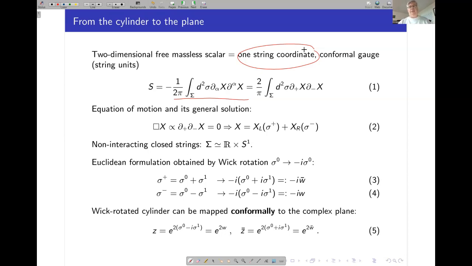Since light-cone gauge is extremely convenient, I've also for reference written down how this action, which is a Polyakov action evaluated in the conformal gauge, looks like in light-cone coordinates. And for reference, I have brought back the equation of motion. And now let's look at the worldsheet. So if we consider closed strings for definiteness, then the worldsheet will be a cylinder.